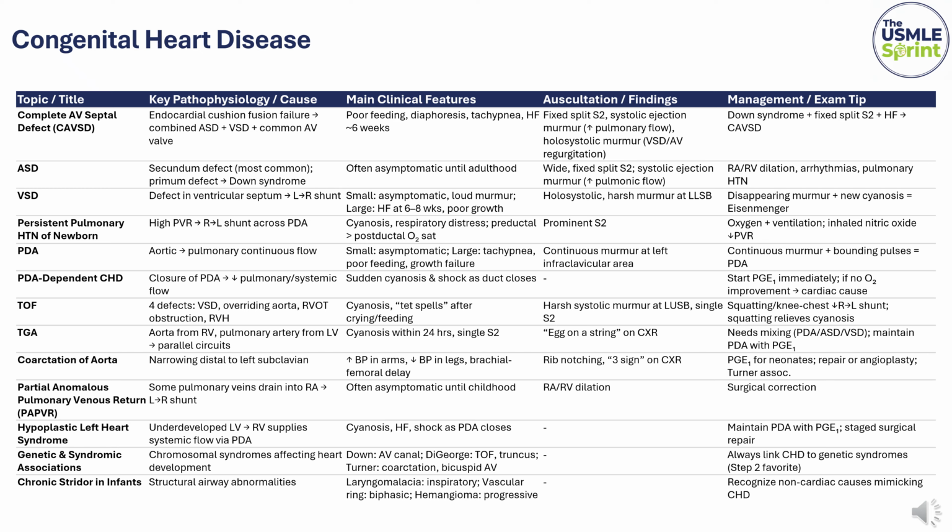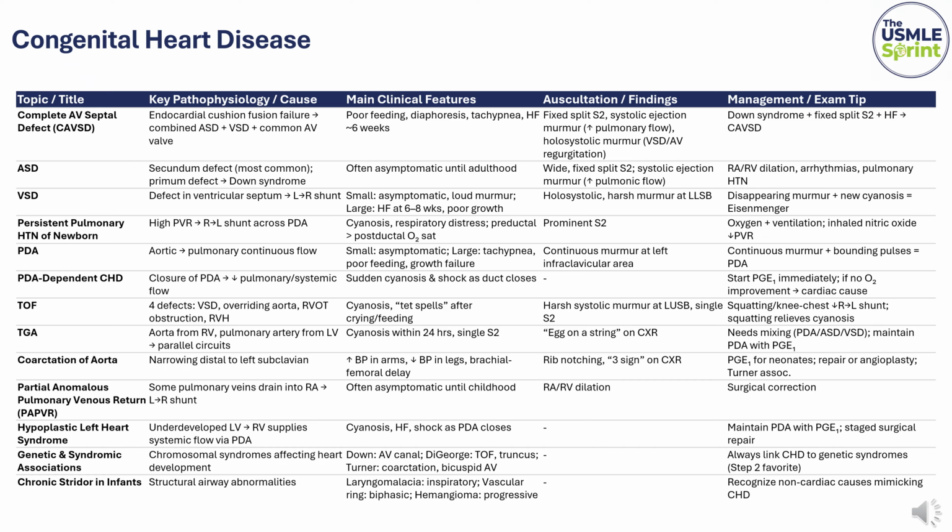Remember the classic murmurs: holosystolic at the left lower sternal border for VSD, continuous machinery murmur for PDA, and harsh systolic murmur at the left upper sternal border for tetralogy. And always link congenital heart disease with syndromes: Down syndrome with AV canal, Turner with coarctation, DiGeorge with outflow tract defects. That's congenital heart disease in a nutshell.